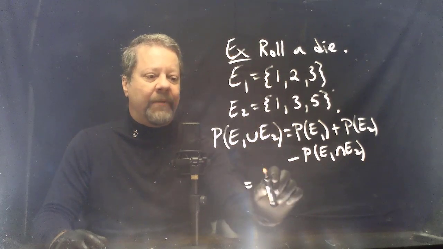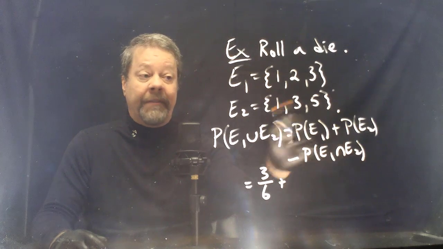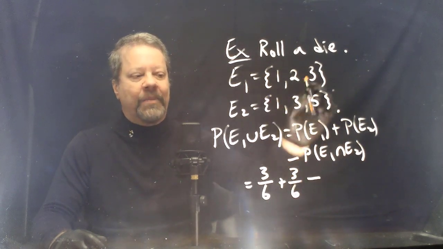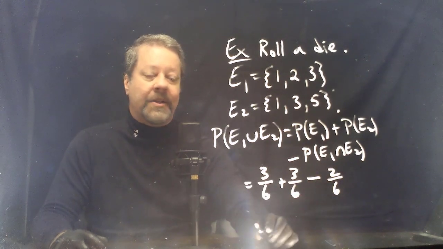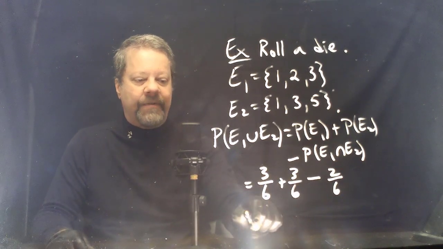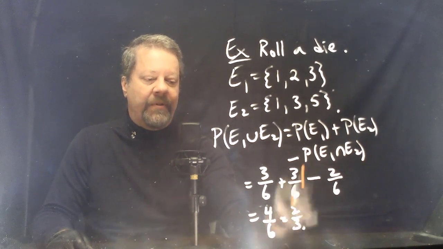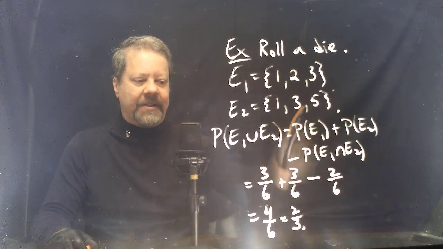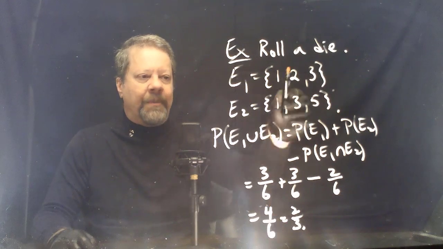The probability of event 1 is 3 out of 6. The probability of event 2 is also 3 out of 6. But we have to subtract the duplicates. And there are 2 in the intersection, so 2 out of 6 is the probability there. So you can see 3 plus 3 is 6 minus 2 is 4. The probability is 4/6, or 2/3. You can see that we're missing 4 and 6 in this discussion, 2 of the possible outcomes. Only 4 are represented in the union.